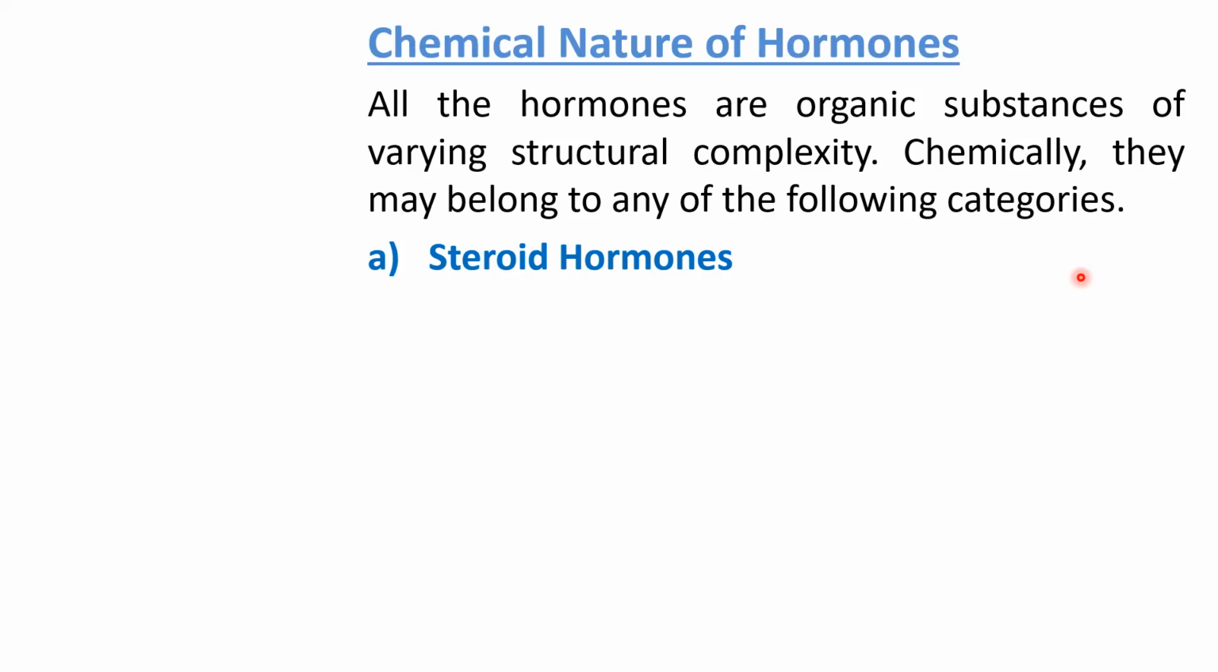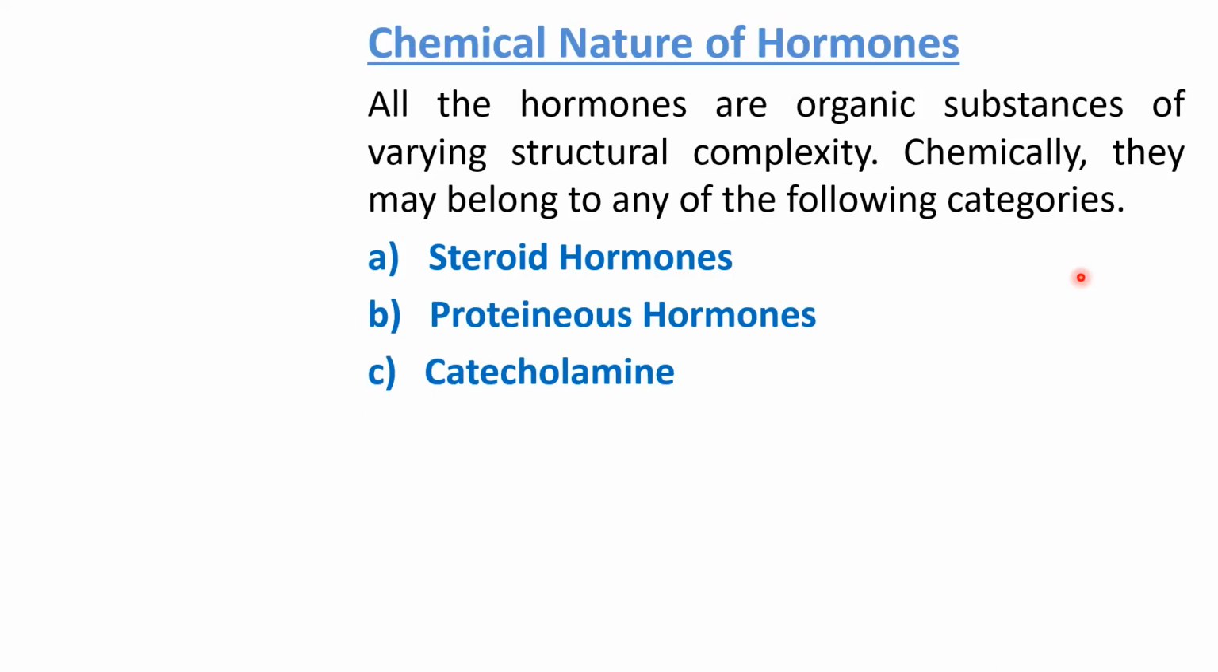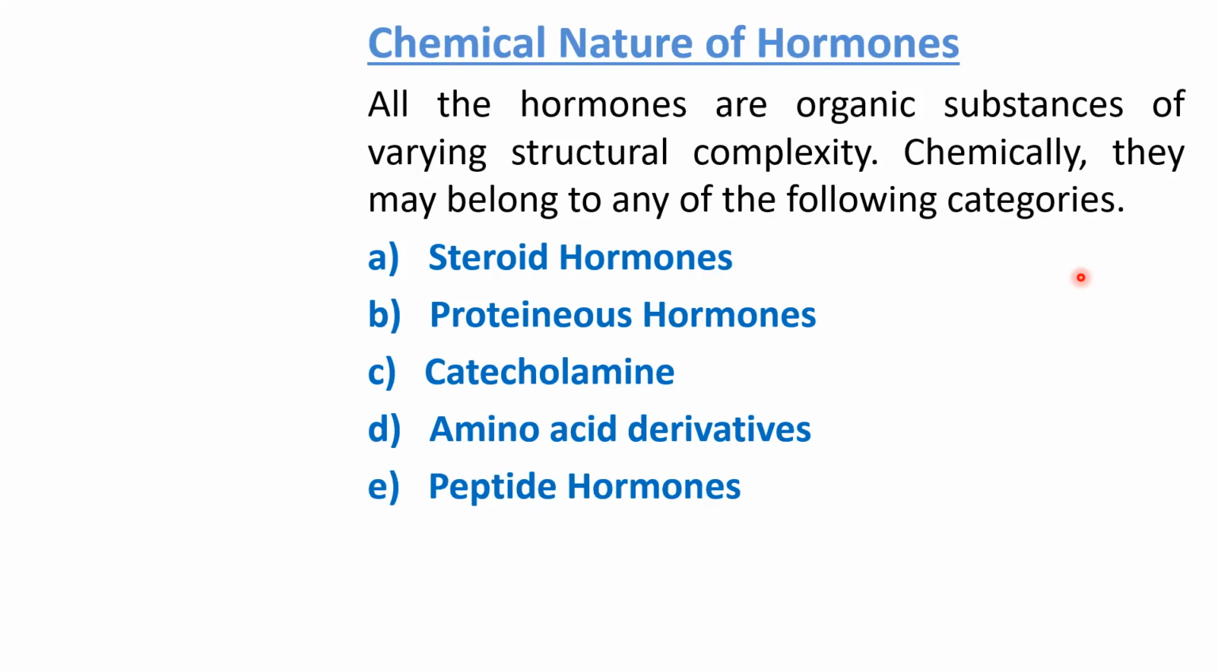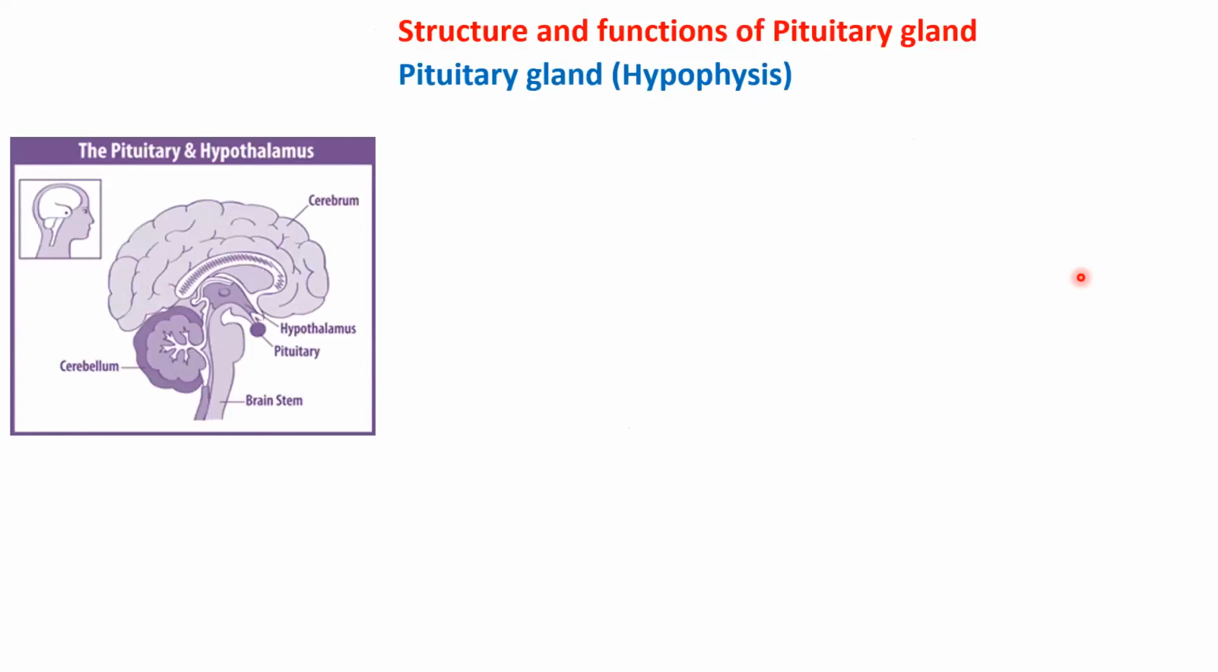complexity. Chemically, they may belong to any of the following categories: steroid hormones, proteinous hormones, catecholamine hormones, amino acid derivatives, and peptide hormones. These are the five types of hormones based on their chemical nature. On the basis of their chemical nature, hormones are categorized into steroid, proteinous, catecholamine, amino acid derivatives, and peptide hormones.